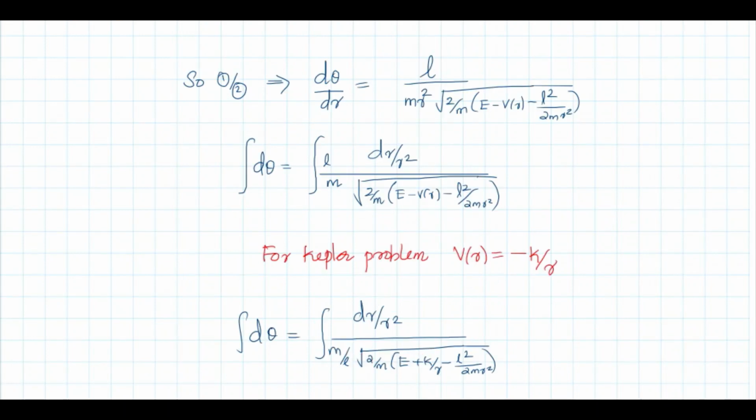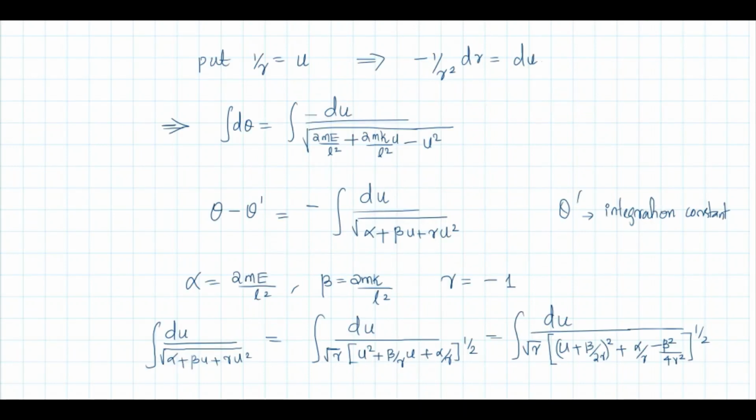Then you will get the first term as 2mE by L square, because this m will be m square inside the bracket, L will be L square inside the bracket. One of them will cancel with this. So the remaining is 2mE by L square. The second term will be 2mk by L square into u, where u is 1 by r. And the last term is minus u square.